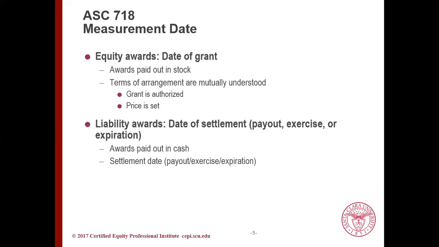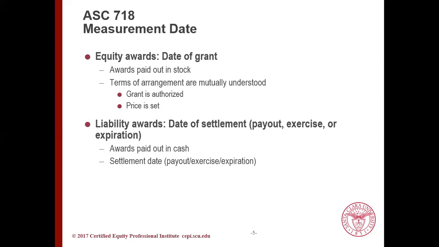So that means, first of all, the grant has to be approved. All of the required approvals to issue that grant have to have been attained. So the board has to approve the grant, and shareholders have to have approved the plan under which the grant is made. The price that the employee has to pay for the stock has to be set. That's a key term. Everybody has to know what that price is going to be. And then all the other key terms of the arrangement have to be understood by both the company and the employee. So we largely have to have communicated the grant to employees, or be planning to communicate it within a relatively short period of time in order for our grant date to be our measurement date.